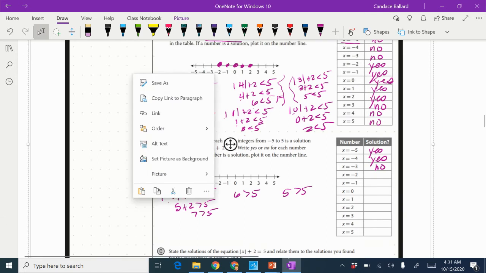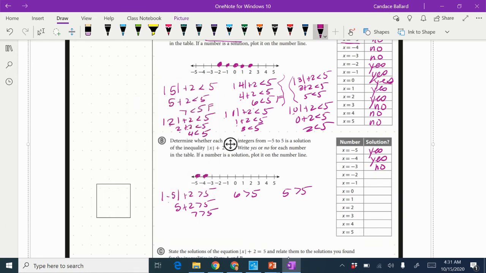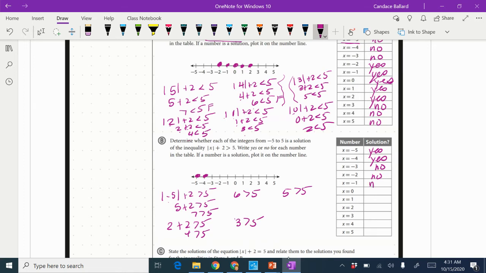All right, then we've got the absolute value of -2, which is 2, plus 2, which is 4, which is still not greater than 5. So that one is no as well. The absolute value of 1 is 1, plus 2 is 3, and that is not greater than 5. That's a false statement. Absolute value of 0 is 0, plus 2 is 2, which is not greater than 5. That's also a false statement, so the answer is no.